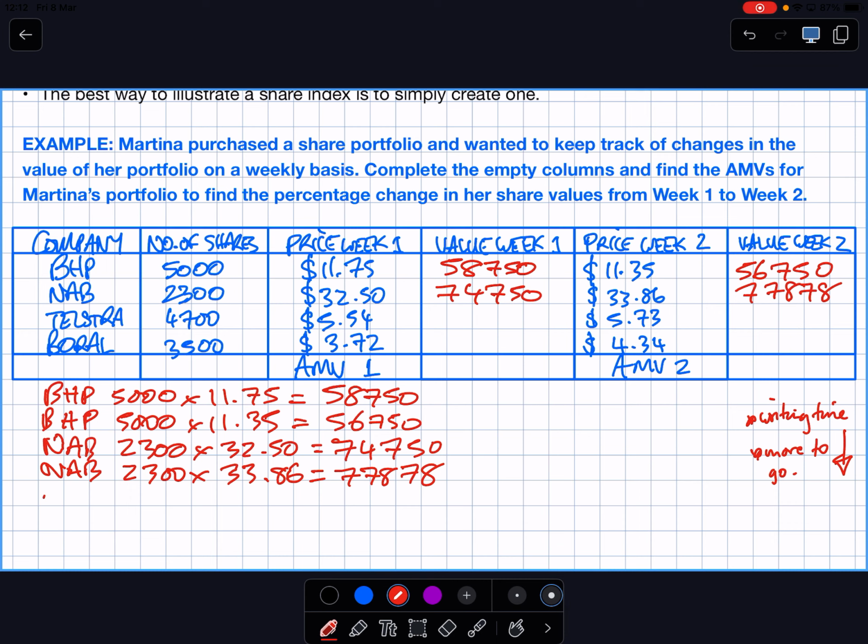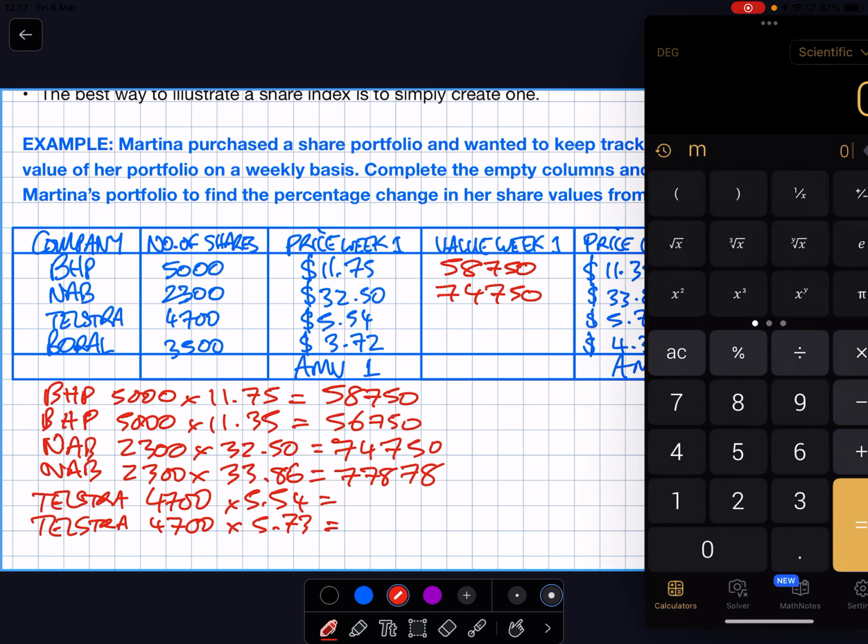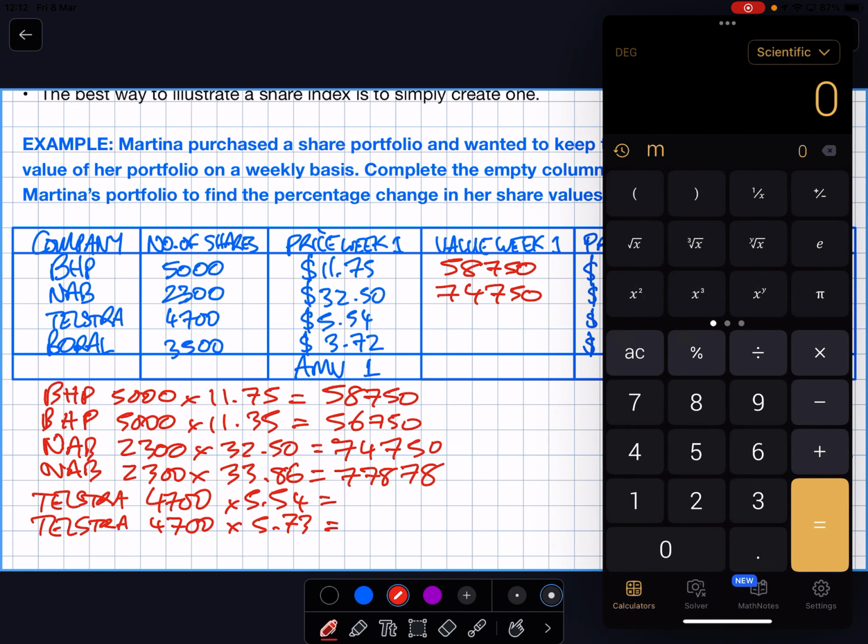What numbers would I times together for Telstra value in week 1? Anyone? Yep. And what would I times for week 2? Good. If you're using your spreadsheet, can you already start thinking about how you would apply this to your spreadsheet? Half of your numbers are already on your spreadsheet.